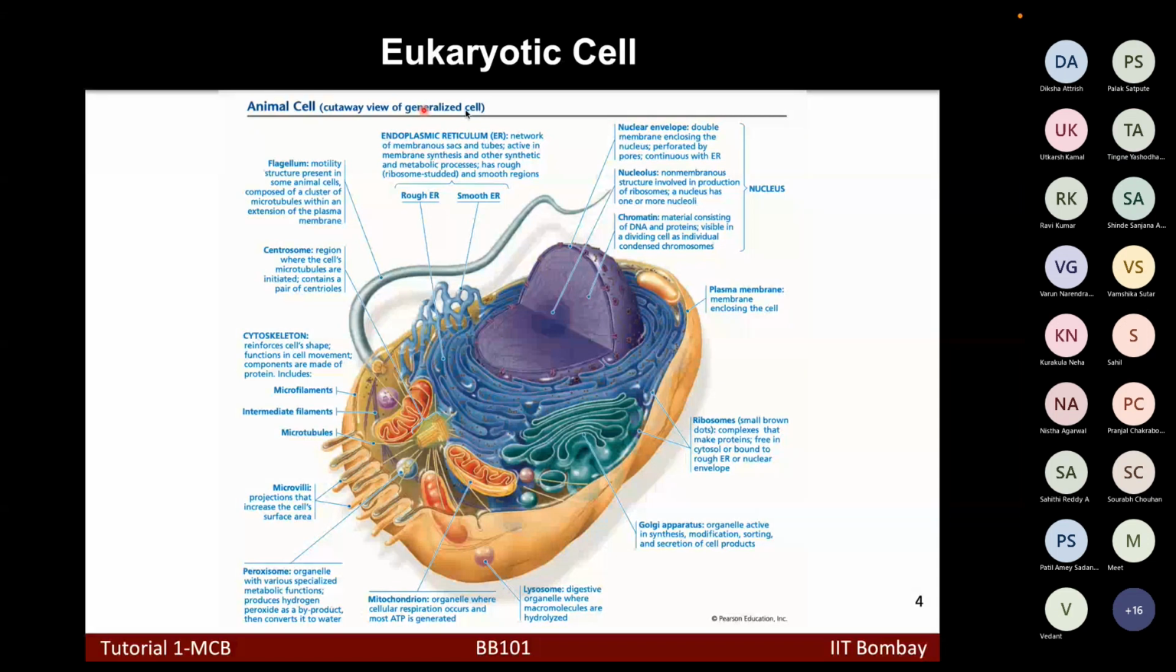The endoplasmic reticulum is of two types. One is the rough endoplasmic reticulum, which is studded with ribosomes, and it is involved in protein synthesis. And the smooth endoplasmic reticulum, which is comparatively less in quantity than the rough. The smooth endoplasmic reticulum is involved in synthesis of different compounds other than proteins.